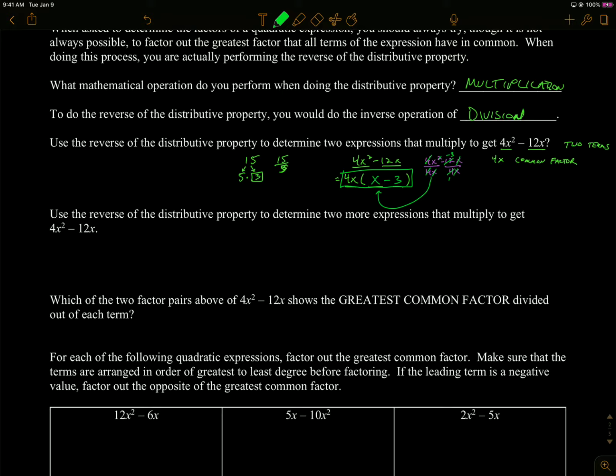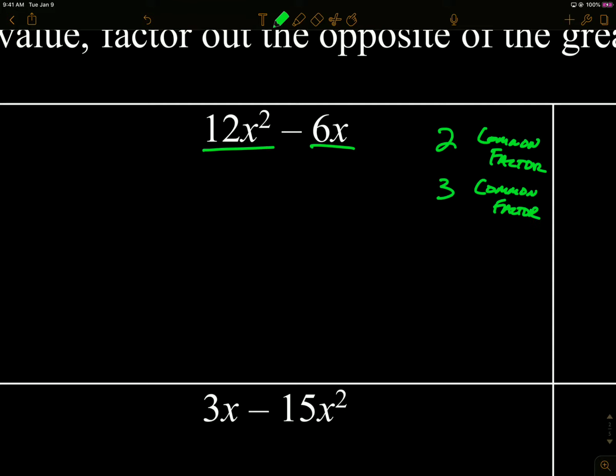All right, so now for each of these, we're going to factor out the greatest common factor. So we'll do these together. There's two terms. If I look at the factors of 12 and 6, we want to pick the greatest one. So like 2 is a common factor of 12 and 6. Right? 2 divides into 12, 2 divides into negative 6. But it's not the greatest common factor. 3 is also a common factor of 12 and negative 6. So the greatest common factor is 3.